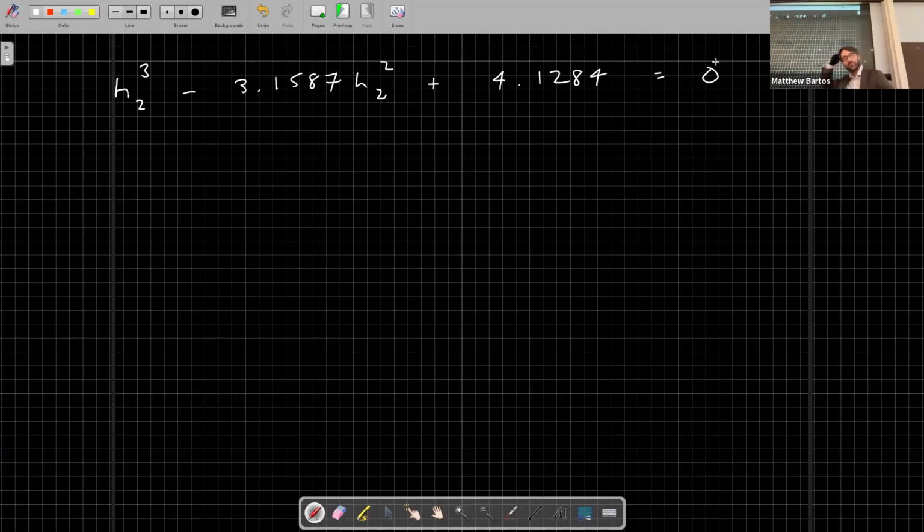So how can I go about finding the depth at the bump? Yes. Substitute H2 squared for just a single variable and then solve it using the quadratic equation and plug it back in. Close, but I don't think that will work. So it's a cubic polynomial. So first of all, how many solutions are there for H2? There's 3 solutions for H2, so that's kind of weird. So this is a cubic polynomial.